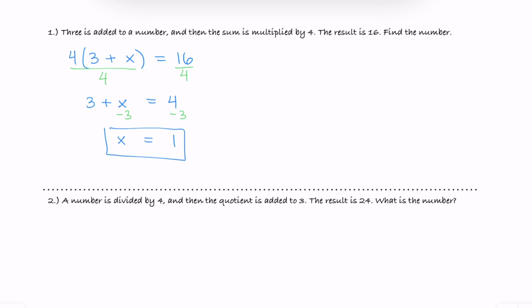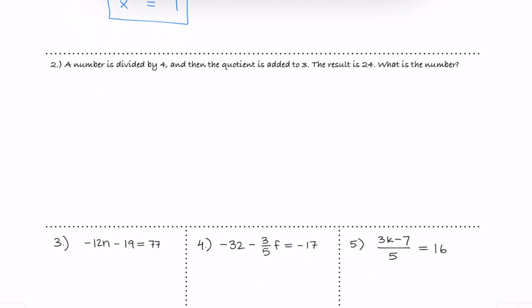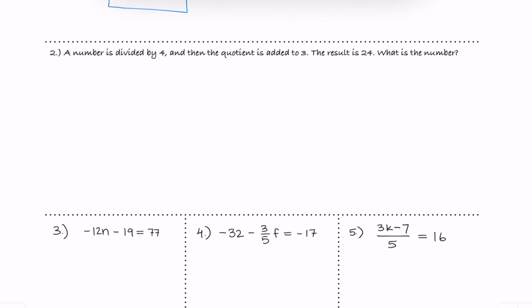All right, let's move on to question 2. A number is divided by 4, and the quotient is added to 3. The result is 24. So a number is divided by 4, and that quotient is added to 3. And that equals 24. The outermost layer I see in this equation is the 3, and because it's being added, I'm going to subtract. So minus 3 on both sides of the equation.